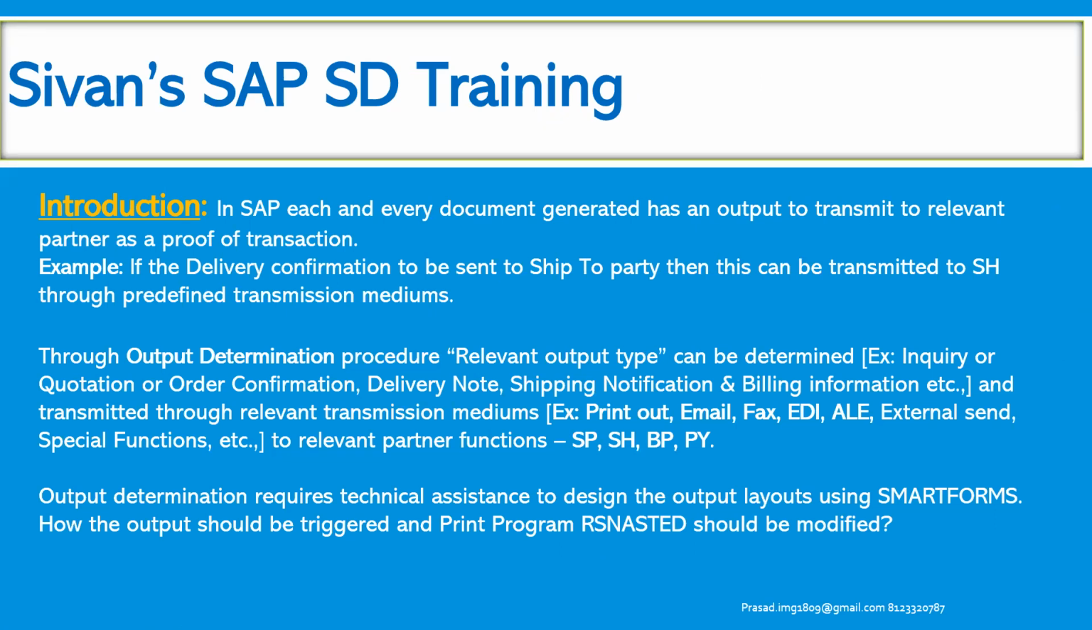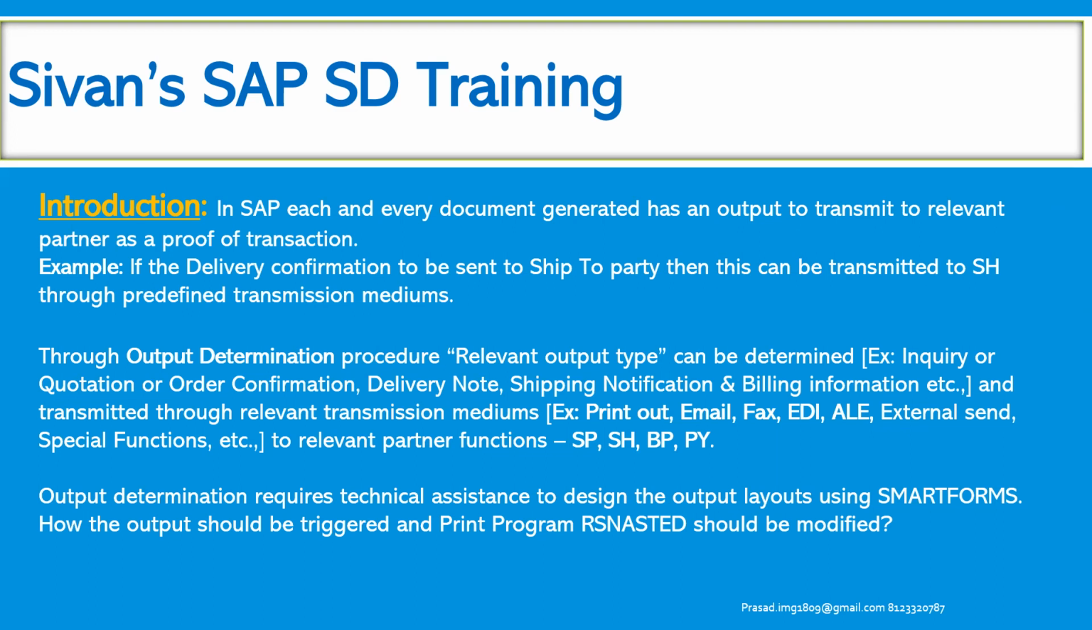So in SAP, each and every document which is generated has an output to transmit to the relevant partner as a proof of transaction. For example, an inquiry confirmation, quotation confirmation, sales order confirmation, delivery confirmation or billing confirmation will be sent to the respective partner functions based on the output determination procedure. And whatever outputs we define in the system, accordingly the relevant mediums, whether you want to send them to the customers in terms of printout.